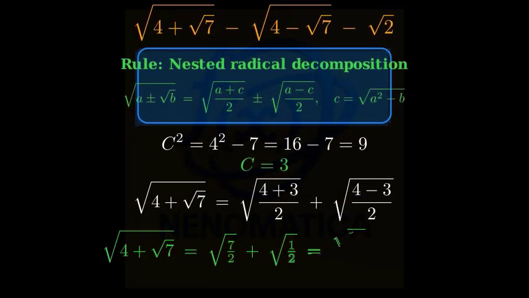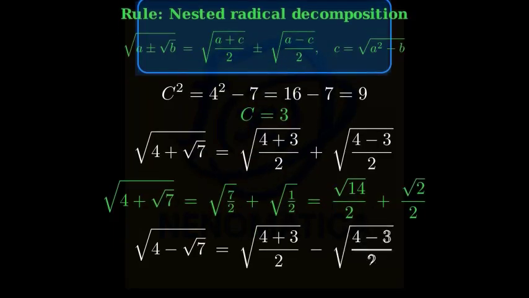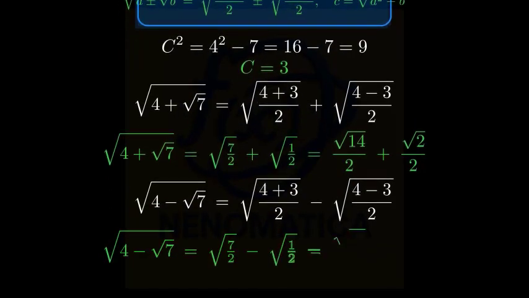This becomes square root 7 over 2 plus square root 1 over 2, which equals square root 14 over 2 plus square root 2 over 2. Do the same for the minus case. Square root of 4 minus square root 7 equals square root of (4 plus 3 over 2) minus square root of (4 minus 3 over 2). That becomes square root 7 over 2 minus square root 1 over 2, which is square root 14 over 2 minus square root 2 over 2.